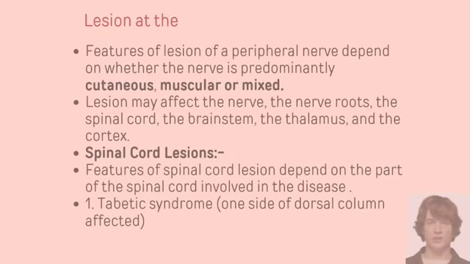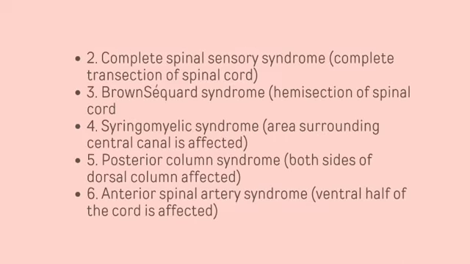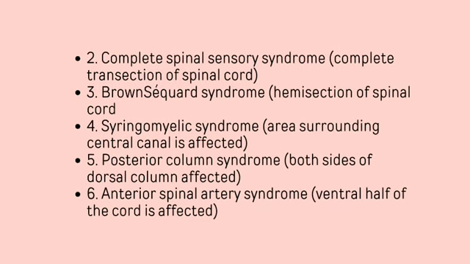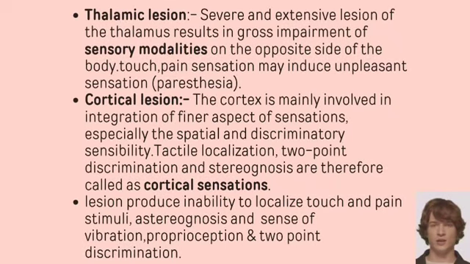A lesion at the level of the sensory cortex produces sensory deficit, meaning inability to process sensory information. These include spinal cord lesion, thalamic lesion, and cortical lesion. A lesion of the sensory cortex produces inability to localize cortical sensations like touch, vibration, proprioception, stereognosis, and 2-point discrimination. Thalamic lesion produces paresthesia.